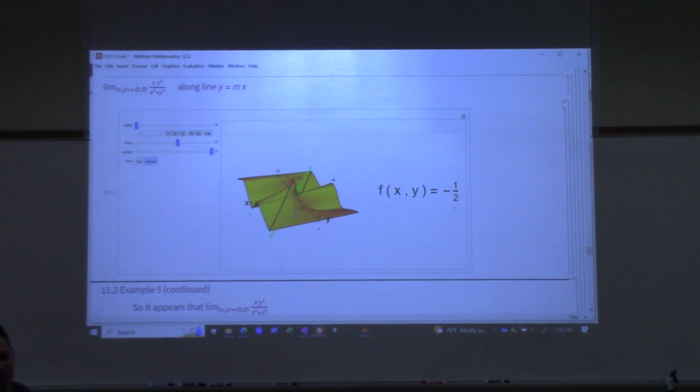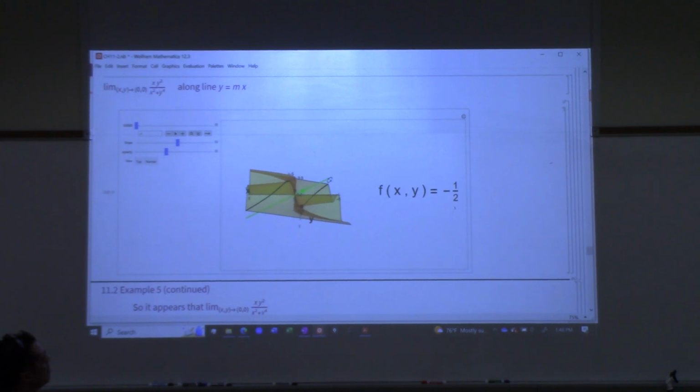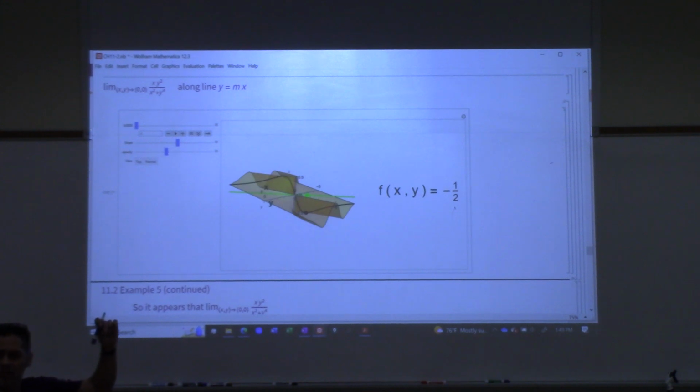I'm proud of myself for the code on this one. Okay, so look at this one. There's our surface, and I'm going to pull the surface out, and that way you can see my diagonal line. That's y equals x. Notice that if I turn it just to the side, can you all see that from the left and from the right we're approaching 0?